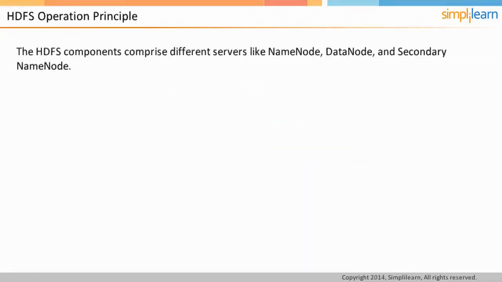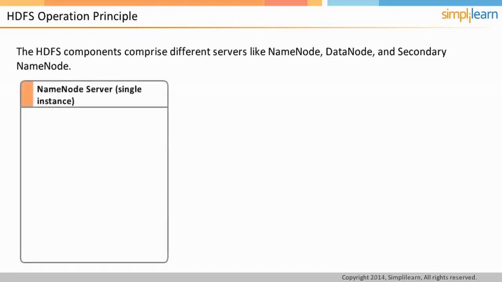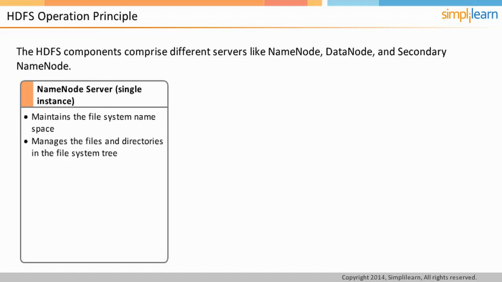HDFS components include different servers like the name node server, the data node server, and the secondary name node server. The name node server is the core component of an HDFS cluster. There can be just one name node server in an entire cluster. It is responsible for maintaining the file system namespace. The name node server is responsible for managing the files and directories in the file system tree.